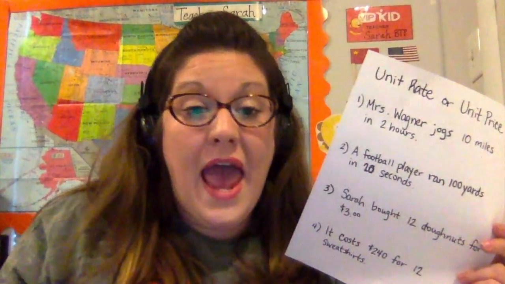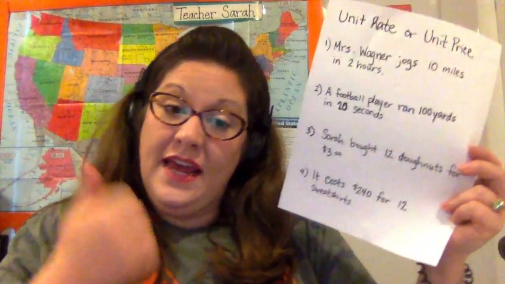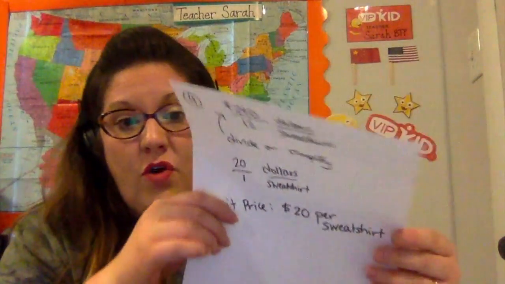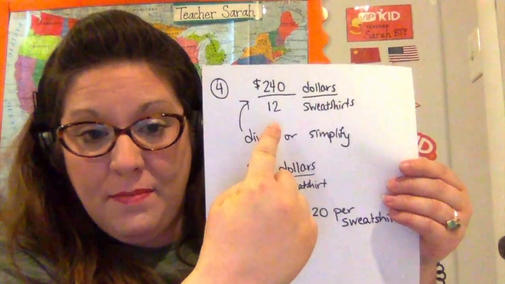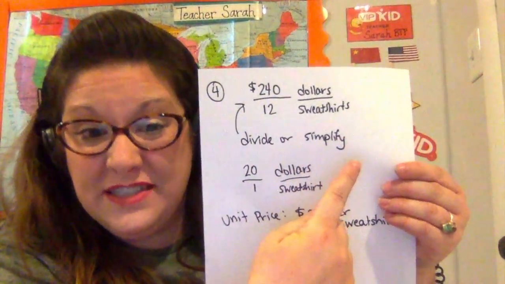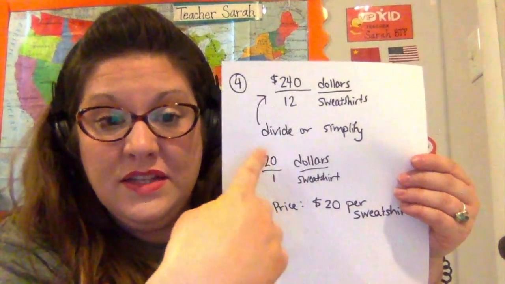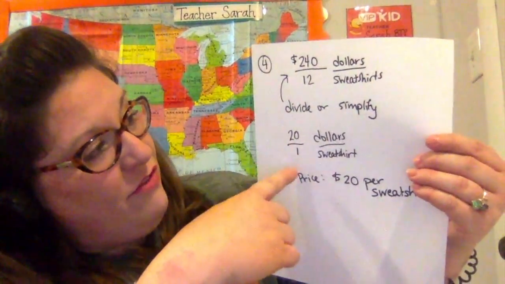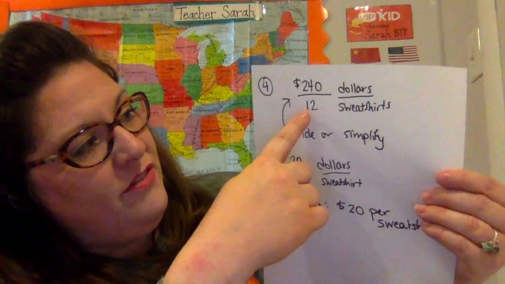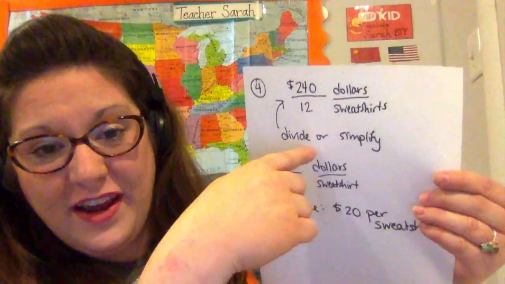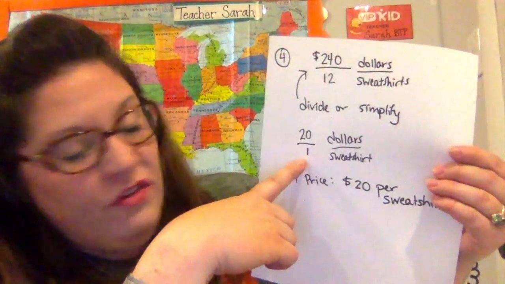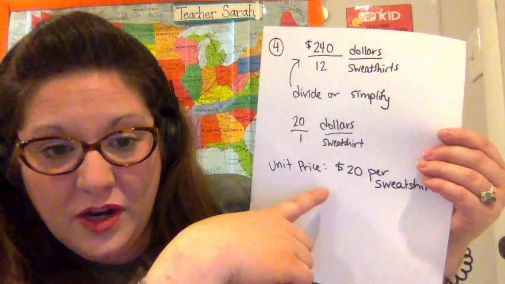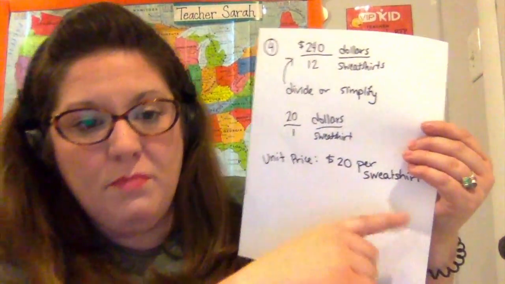Just like the last example, how much did it cost for 1 donut? Here, how much does it cost for a single sweatshirt? Again, we want our money in the numerator for a unit price. So $240 divided by 12 sweatshirts. We can divide or simplify. This simplifies to 20 over 1. So we know that 12 goes into 12 and 240. I reduce the fraction here, or it divides evenly. $20 for 1 sweatshirt. So my unit price is $20 per sweatshirt.